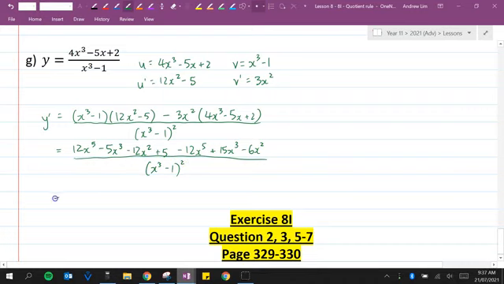And so our final answer, that cancels. Minus 5x cubed plus 15x cubed is 10x cubed. Minus 12x squared minus 6x squared is minus 18x squared plus 5 all over x cubed minus 1 squared. And that's it for this video.